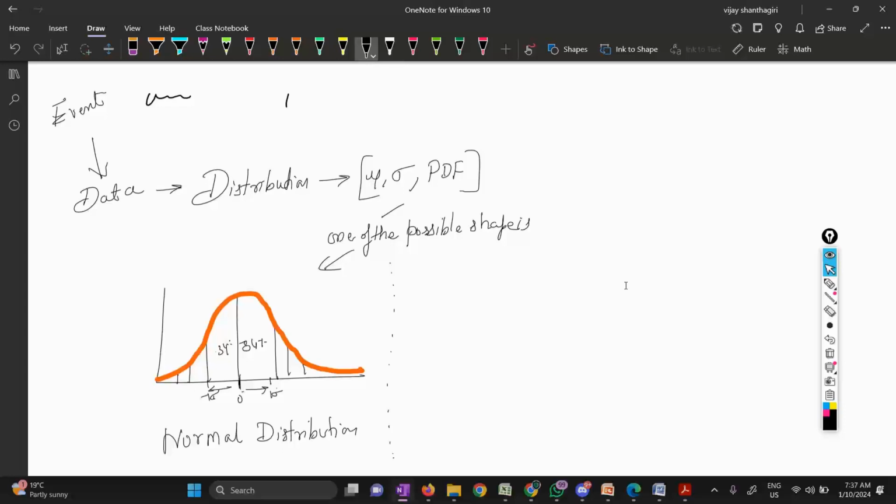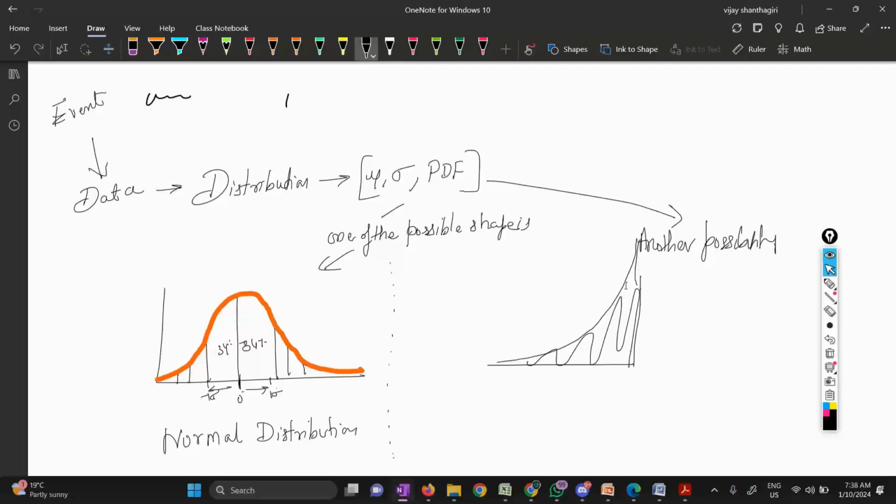So one of the possibilities. Another possibility. The shapes can differ. Another possibility is you can have something like this. Now this one is the probability space. Here, wherever your mean value is, this is not going to follow this principle.